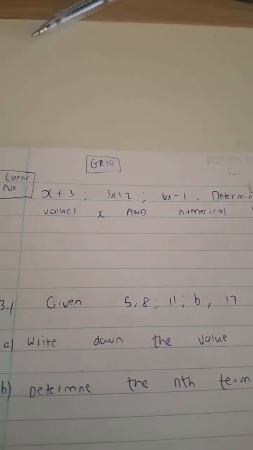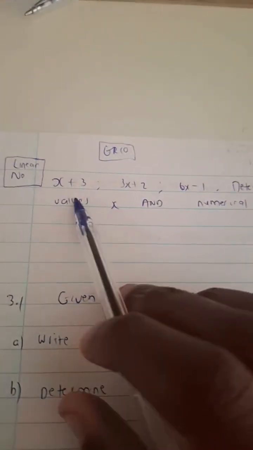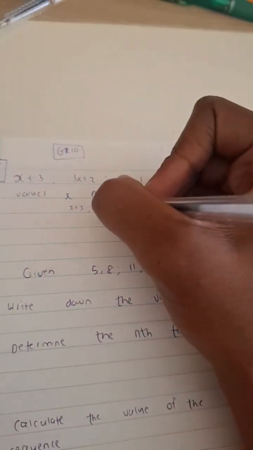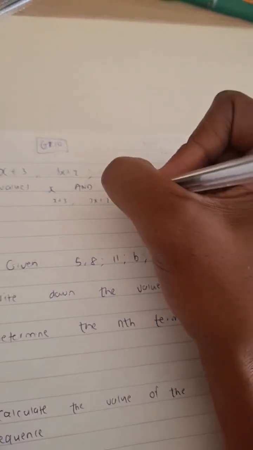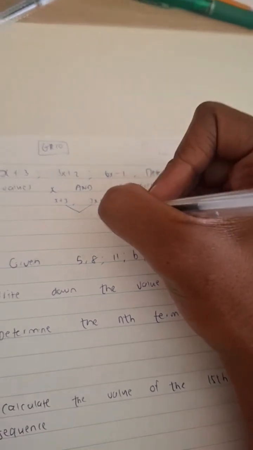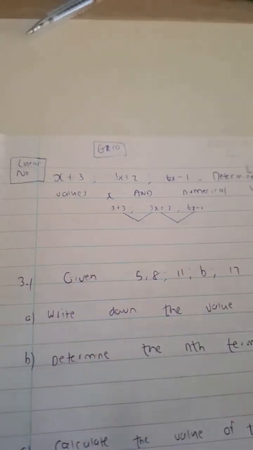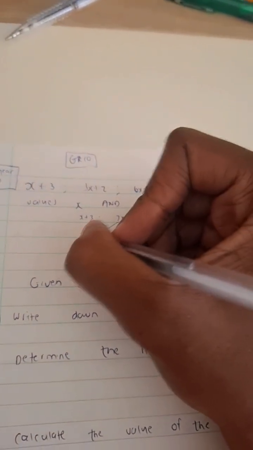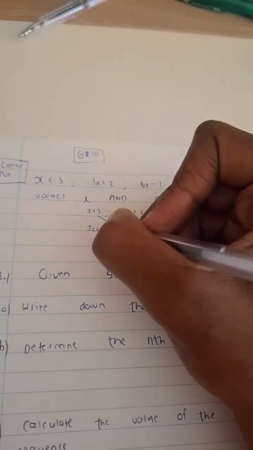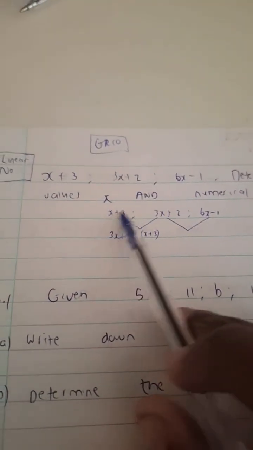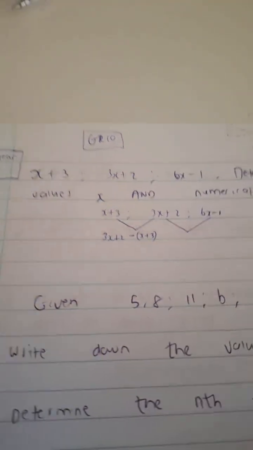So what do we do if we are told this is a linear number pattern? First and foremost, let's write down the terms. Then let's use our concept of constant difference. Since it's a linear number pattern, the first difference is going to be constant. So we say 3x plus 2, which is T2, minus T1, which is x plus 3. We put it in brackets there.